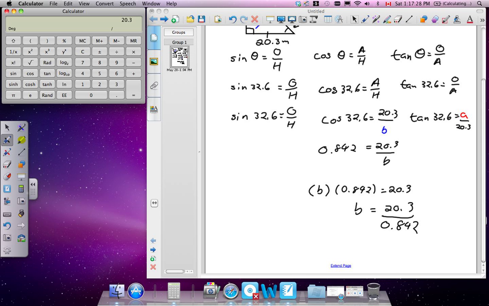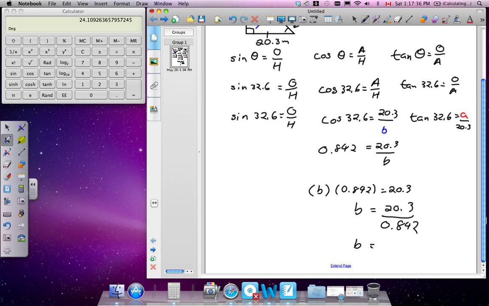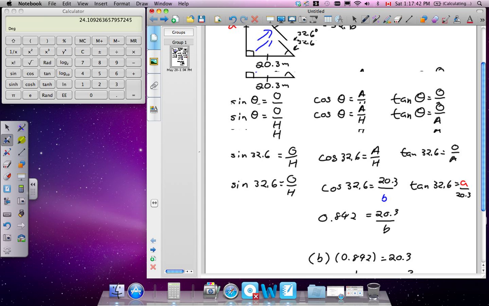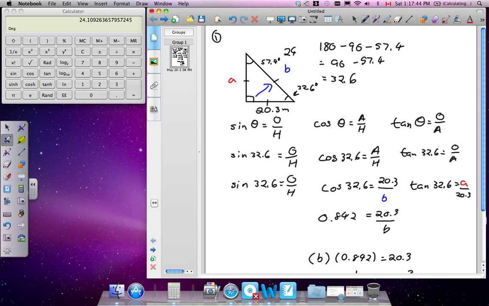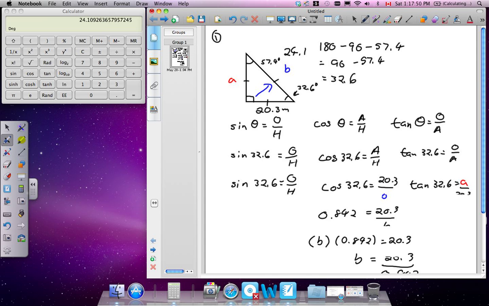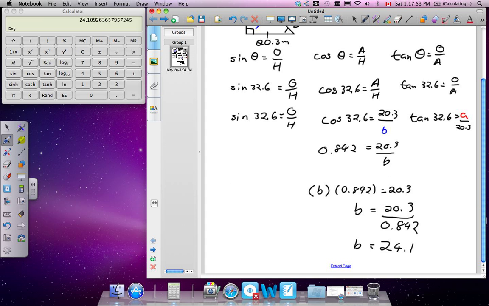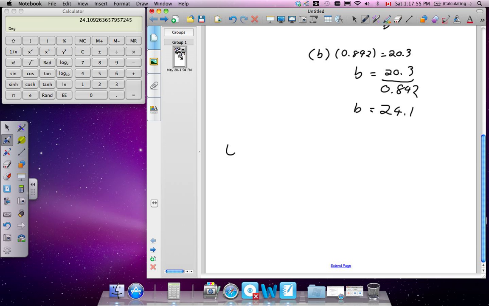0.842. So we can just solve for that now in the calculator. 20.3 divided by 0.842. Boom. And there is our side of the triangle. Our side B, which is 24.1. So our B, which is the hypotenuse, was 24.1, which makes sense. The hypotenuse is along the side of the triangle, so it should be longer than 20.